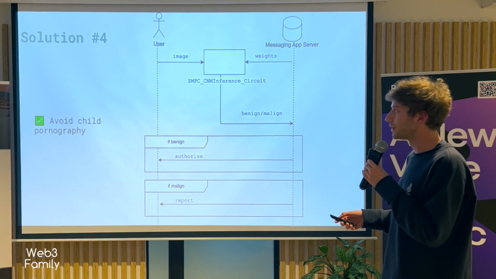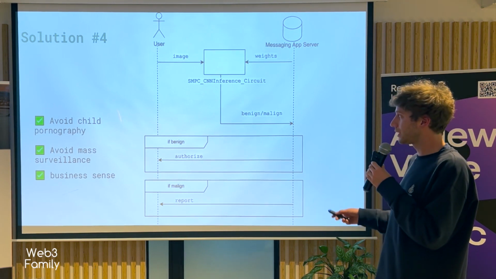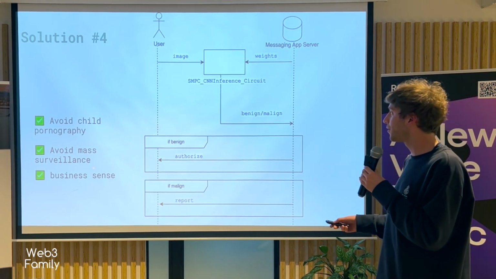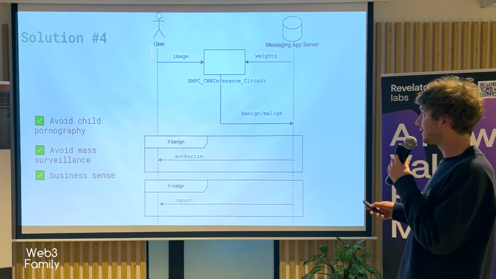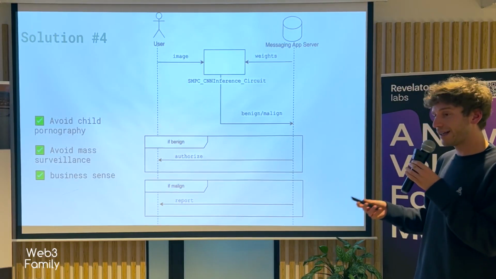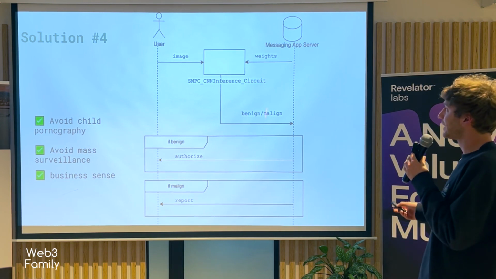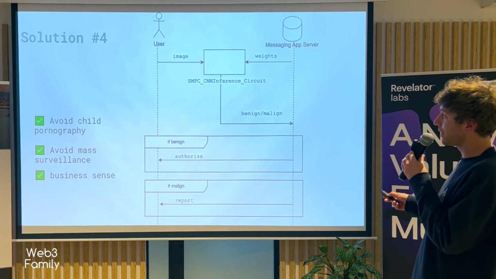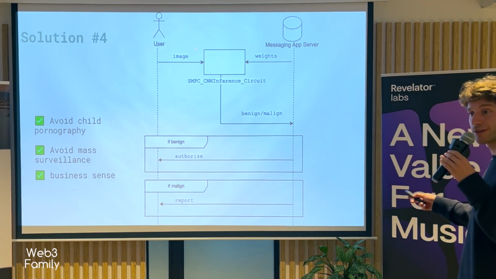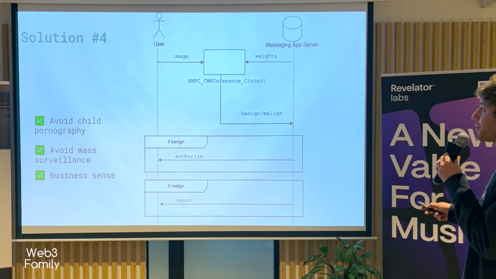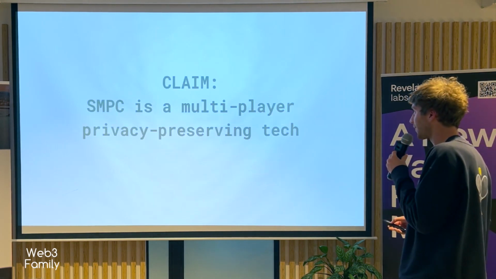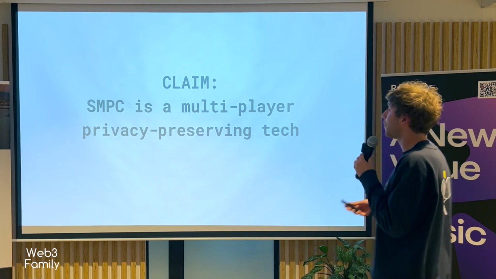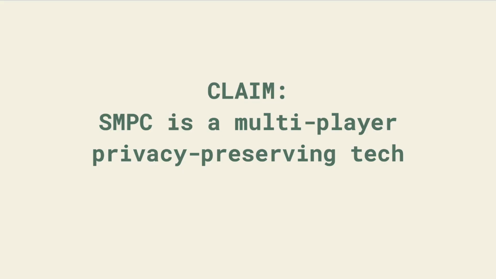So as we said before, this solution ticks all the boxes. It avoids child pornography, it avoids mass surveillance, and it makes business sense. And the point of that is that we were finally able to find a technique that allows us to perform computation, the computation defined in this circuit, on inputs that we want to keep private from the other party. And this is why this is a multiplayer privacy-preserving technology.